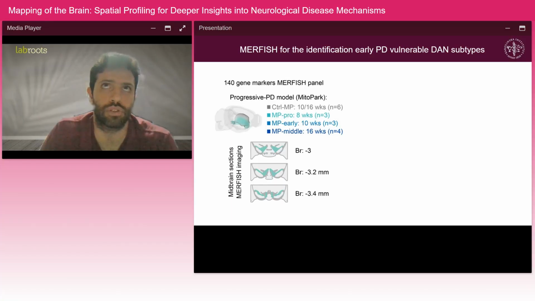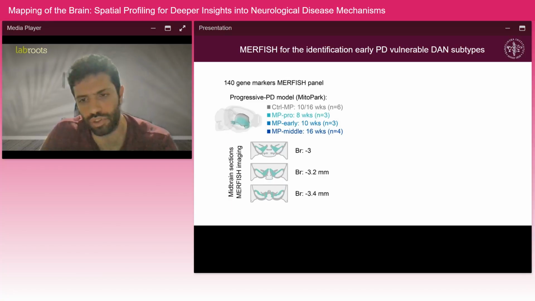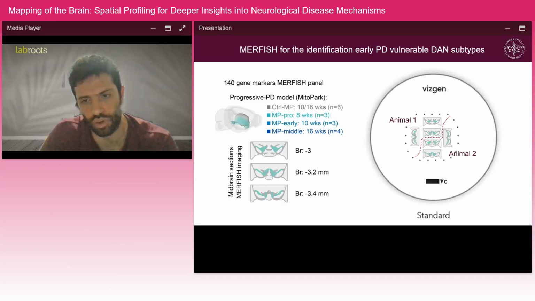The thing is also that since we are interested in the spatial information, we try to capture the substantia nigra throughout the anterior-posterior levels. So we try to capture 3 different levels. And as you can see here from the numbers of the animals and the levels, that's a substantial amount of tissue. I will also show some technical details since we are talking about MERFISH.